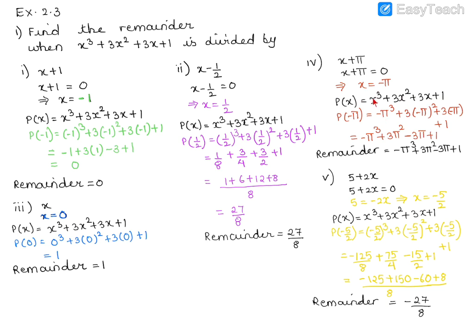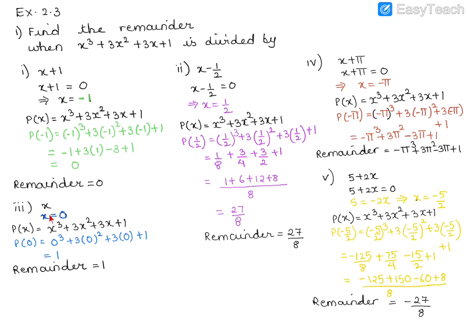When I replace x with a minus pi, then it's a minus pi whole cube. So minus with an odd power will give you negative, minus with an even power will give you a positive, and this is going to give you a remainder. So once again, if the remainder is 0, then px is completely divisible by x plus 1. If it is not completely divisible, you will get a certain remainder.